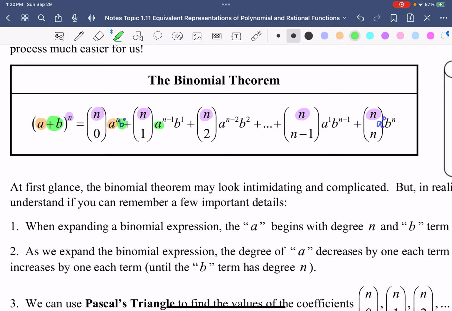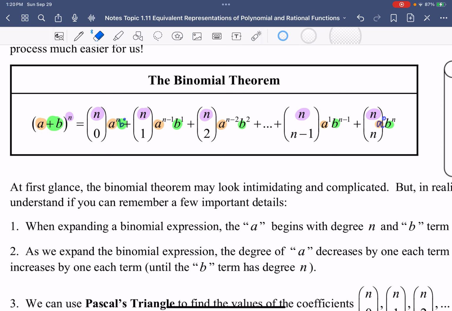Okay, a times b, a times b, a times b, a times b. Okay, so those things are never going to change. On the top of the coefficient, you're always going to have n, and then that parentheses is always multiplied by a times b, a times b, a times b, etc. The only thing that's changing are the exponents of a and b. Okay, and then the numbers down here, which go up by 1.